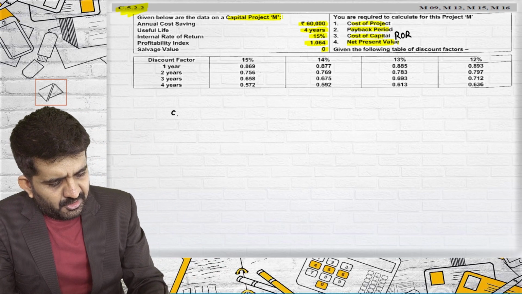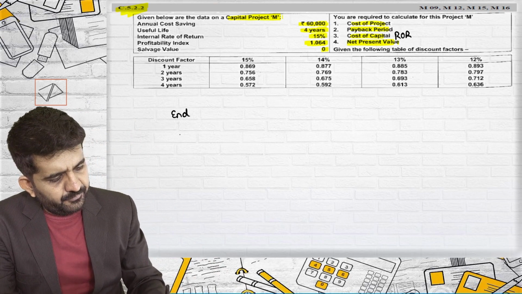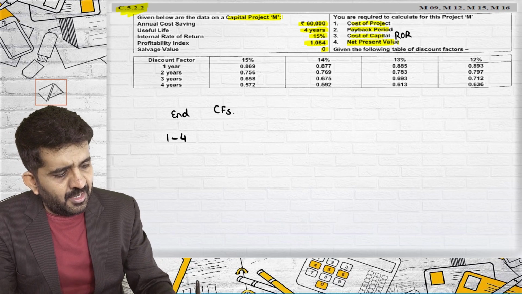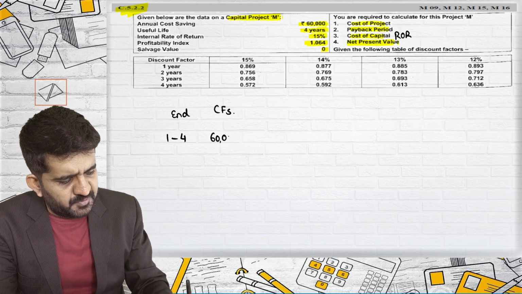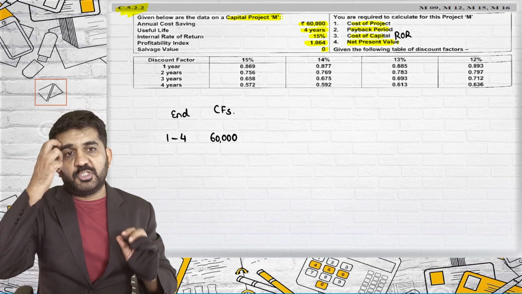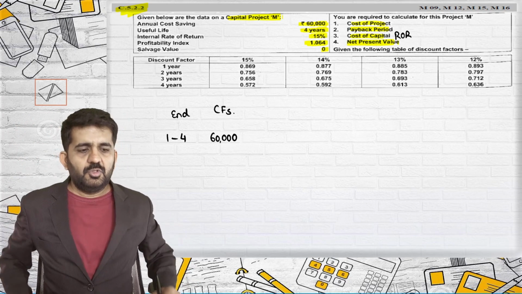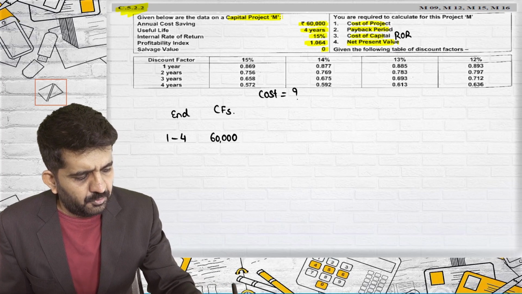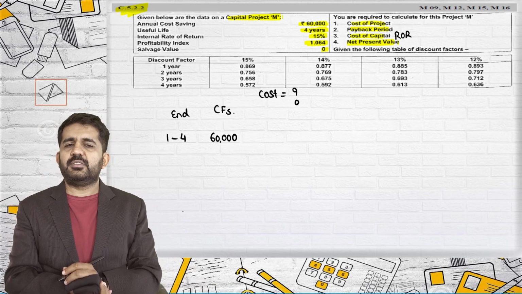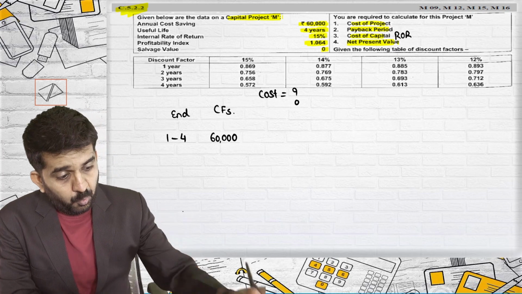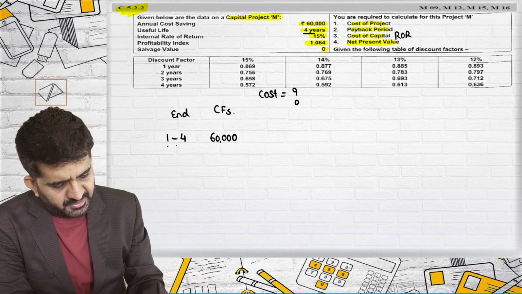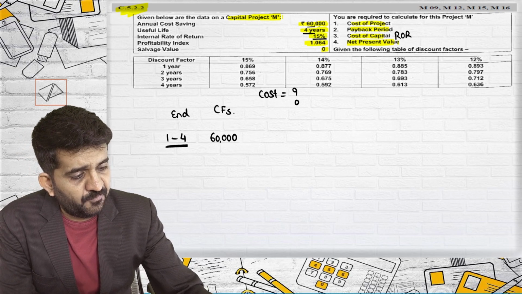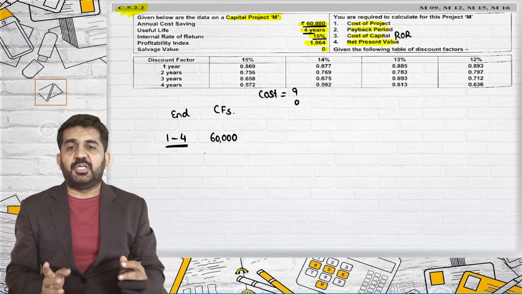Now, every year at the end of 1 to 4 years, there are cash flows of 60,000 every year. This is what is given. What is the cost of the project? We need to find it out. What is given? Useful life 4 years that we have considered. Internal rate of return is 15%.